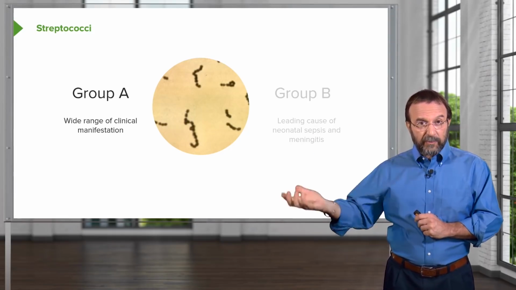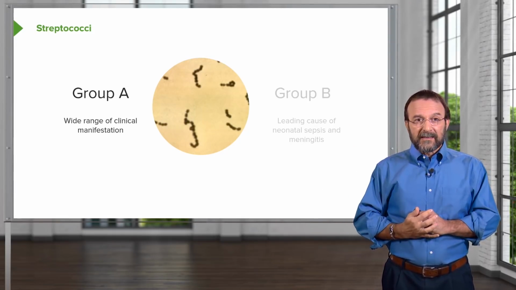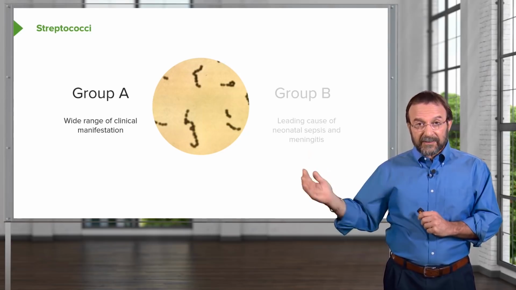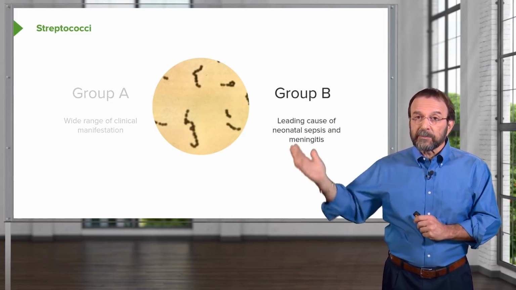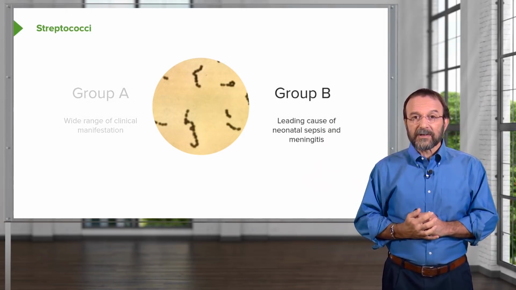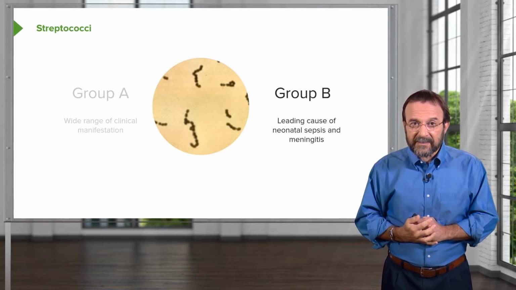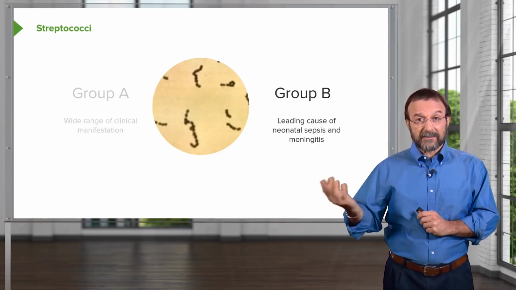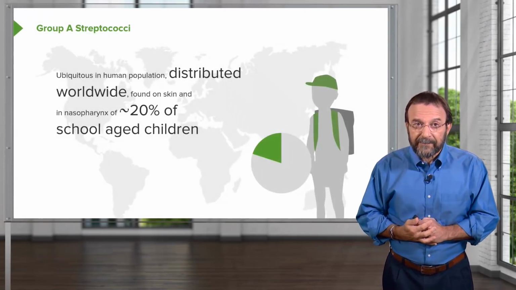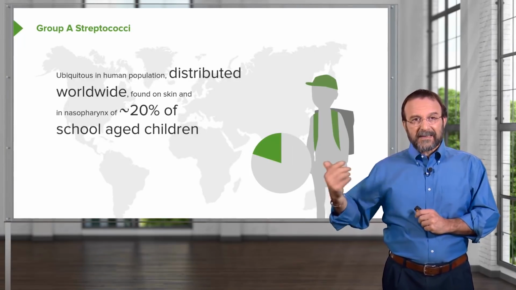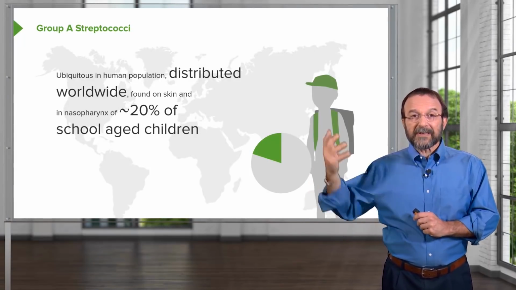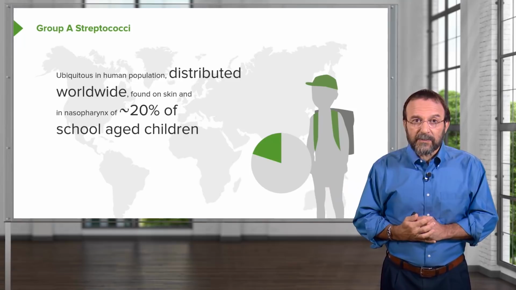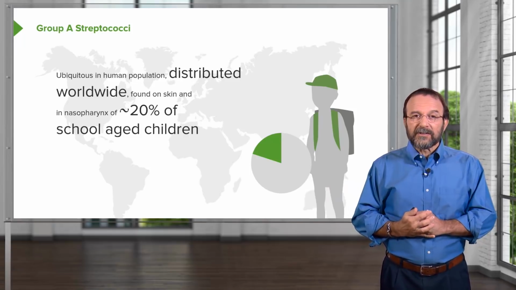as follows. There are Group A streptococci, which cause a wide range of clinical diseases, and then there are Group B, which are leading causes of neonatal sepsis, that is disseminated infections, and meningitis. I like this because it's a very simple classification, and you can remember it. Just like the staphylococci, many people carry streptococci in them as well. This is ubiquitous in the human population.